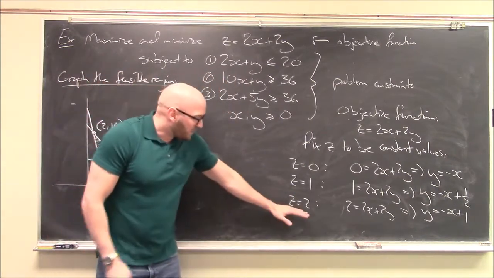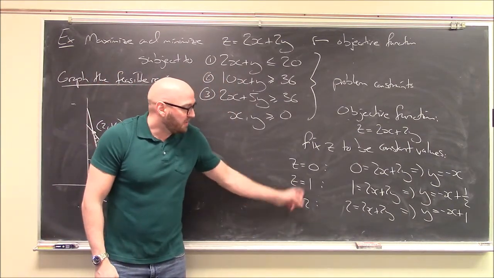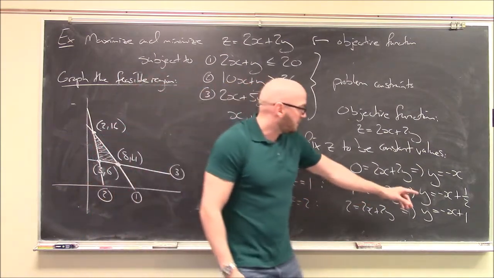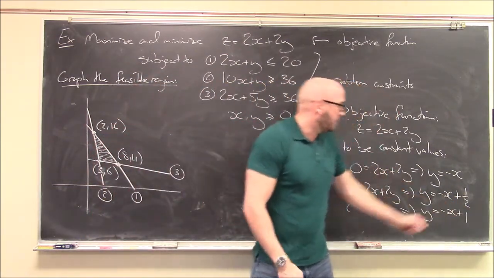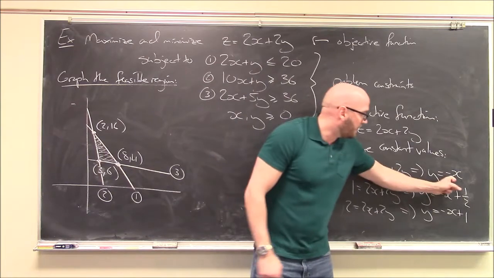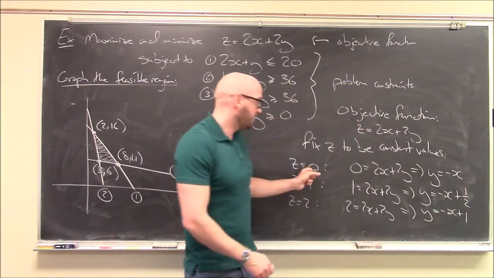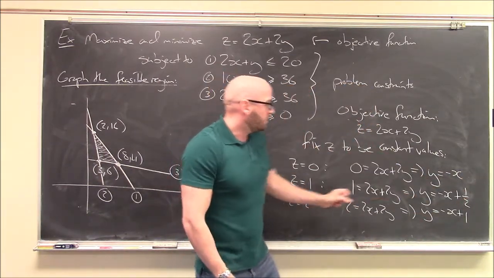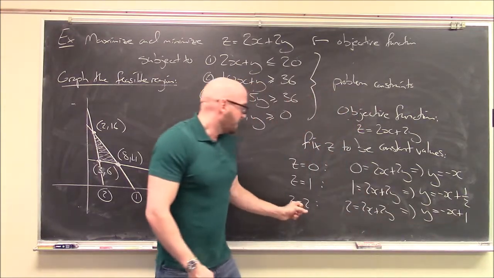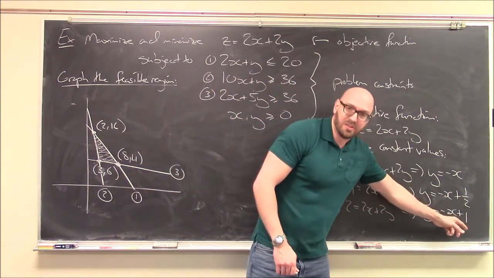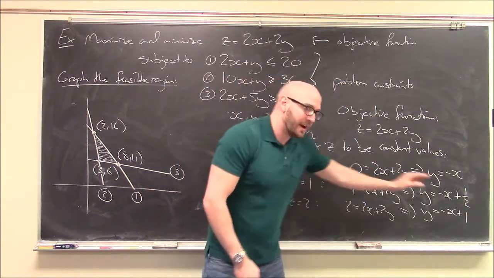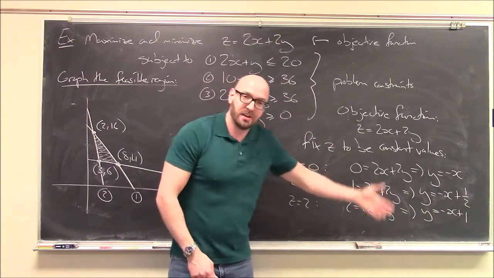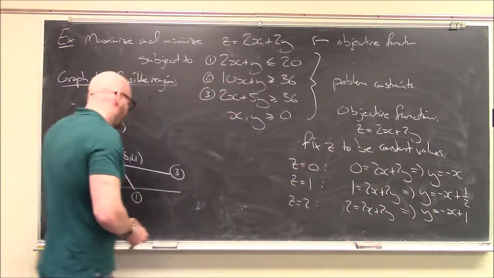So hopefully you can see what's happening here. This z value, if I fix it to be a constant value, all that's doing is changing this constant at the end here, right? If z was 0, I had minus x plus 0. If z was 1, I had minus x plus 1/2. Then z is 2, I had minus x plus 2/2. Z is 3, I'd have minus x plus 3/2. Z is 4, I'd have minus x plus 4/2.